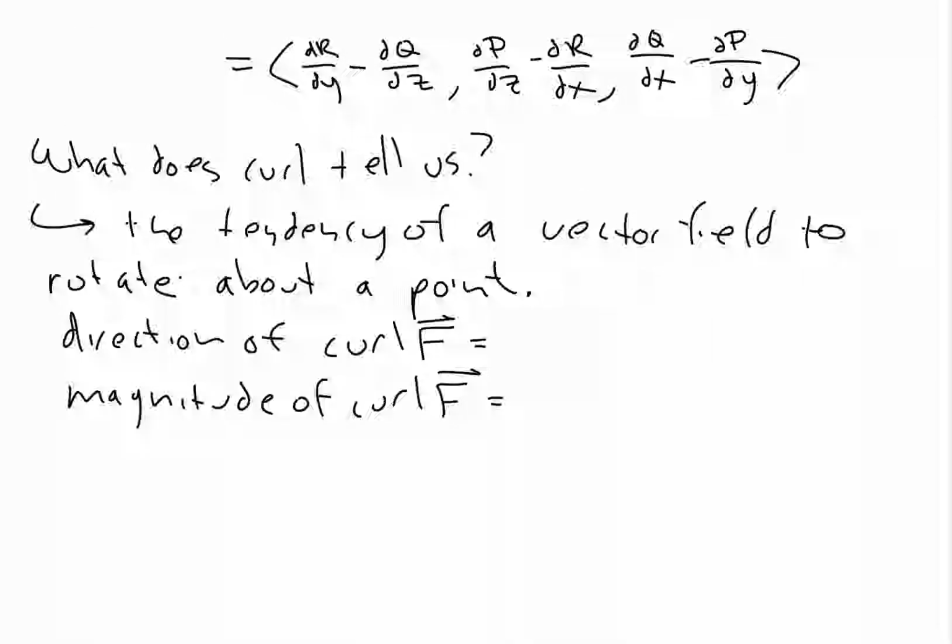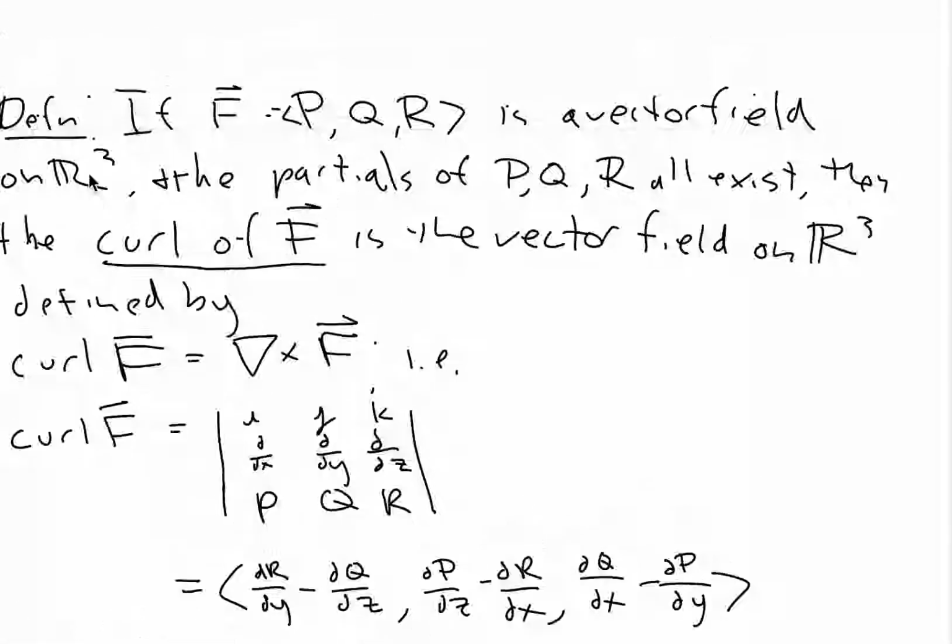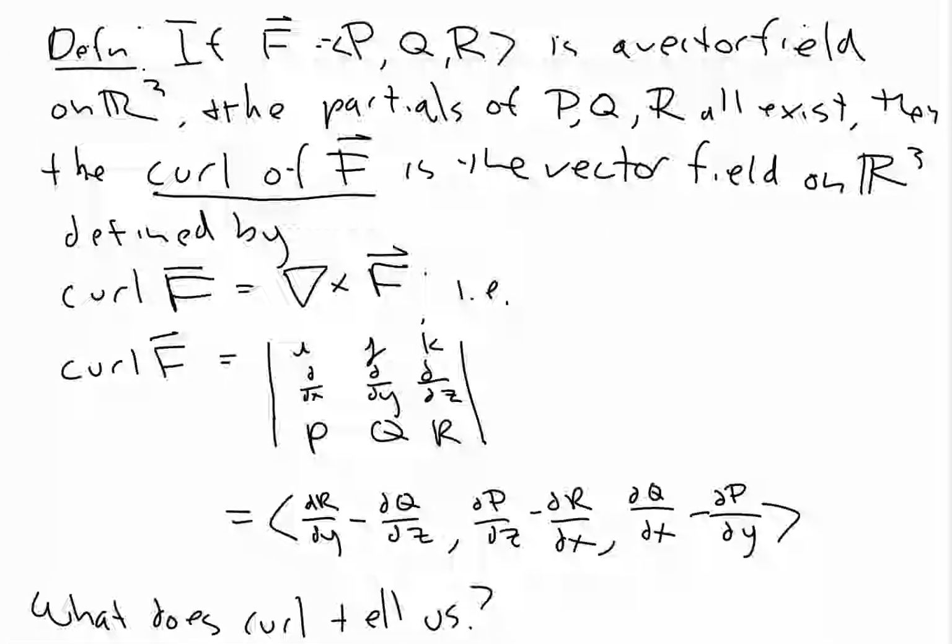Well, this is how you get, if I could scroll back up to the top here, something that's called the curl of a vector field, right? To go through this definition, I'm starting out with a three-dimensional vector field. Okay, we're only doing this on R3, not on R2. And I'm assuming that the partials of each of those exist.